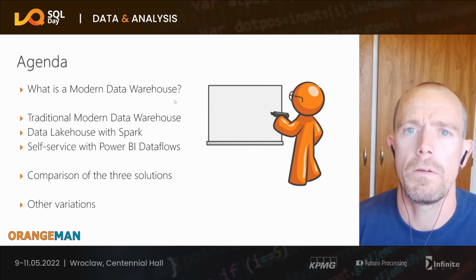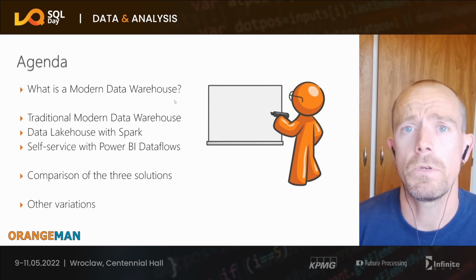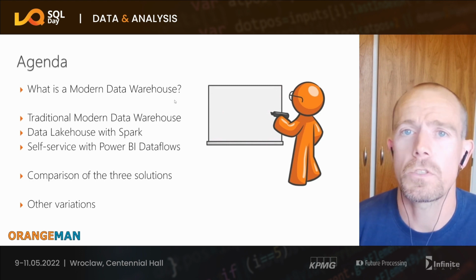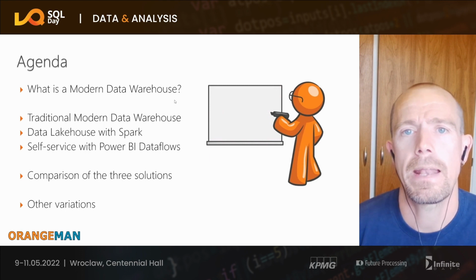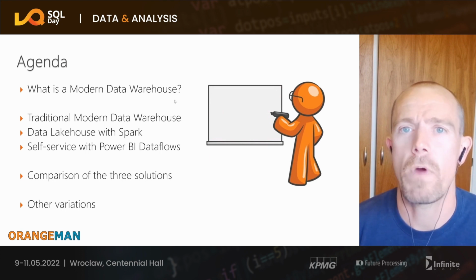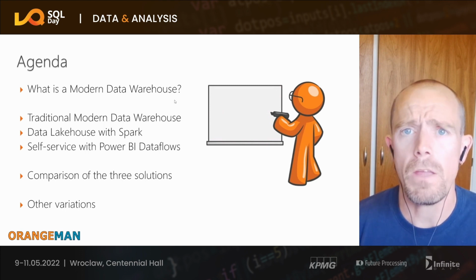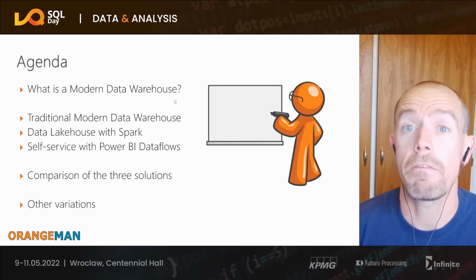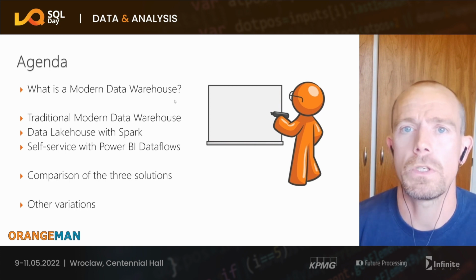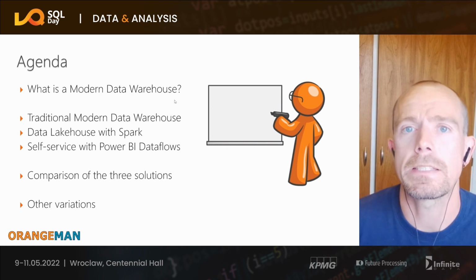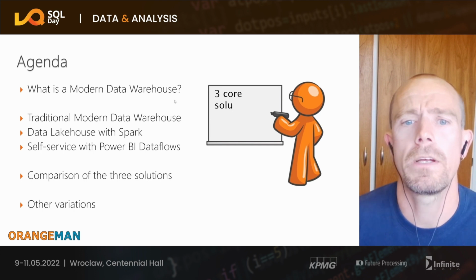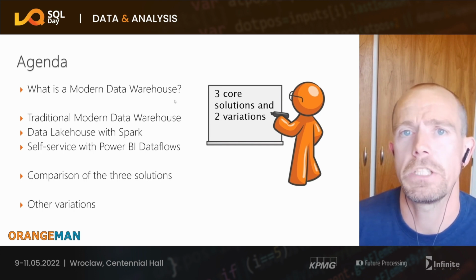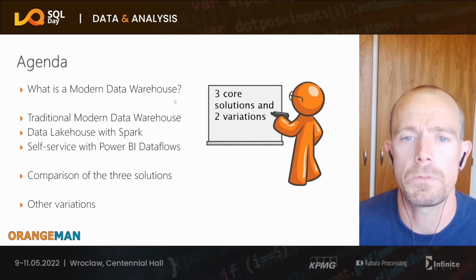I will present for you 3 core ways of doing it, and then some alternative solutions, and also of course comparing the solutions, and at the end also looking at some of the price points, because one of the big things in this session is how do we do an affordable modern data warehouse that still can scale. So 3 core solutions I will present to you, and then 2 variations of these core solutions.